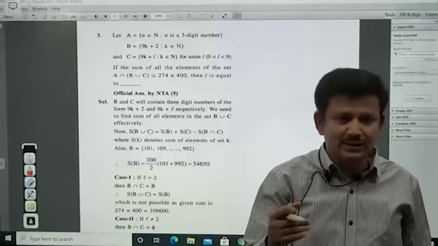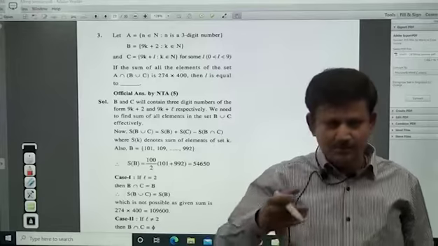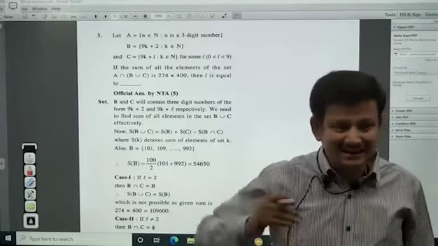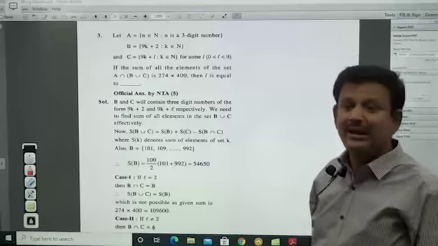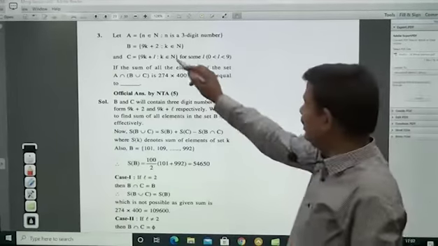108 is divisible by 9. Plus 2 will be 110. Minus 9 gives 101. 101 will be the first number. 99 plus 2, yes or no? Which will be of the form 9k plus 2.